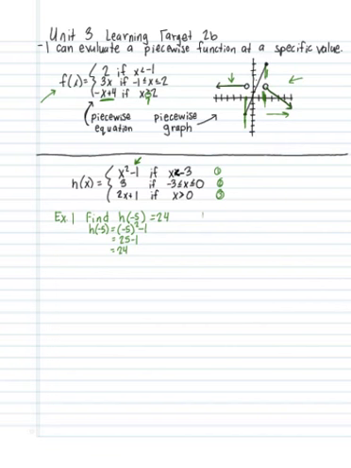Another example might look something like find h of 0. So again, you'd ask yourself first, which of the 3 equations, 1, 2, or 3, does 0 fit into? Well, the first one says x is less than negative 3. Well, we know that 0 is not less than negative 3. The next equation, equation 2, says if x is in between negative 3 and 0. It also says less than or equal to 0.